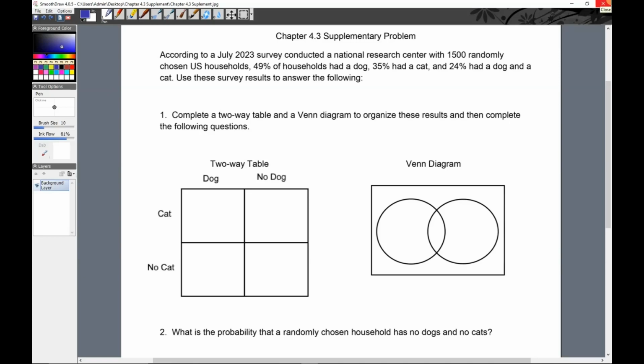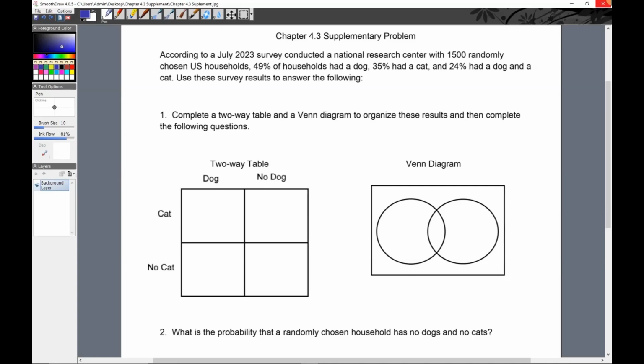So welcome back, everyone. Here is a supplementary problem that will help us with two-way tables, and there's going to be a little bit of a difference in this one than what we did in the notes. Primarily that this one is going to use proportions or percentages instead of counts. So that's going to be a little bit different, but you're going to see that how these things react and how you build them is pretty much the same.